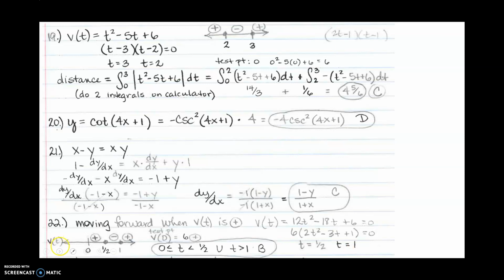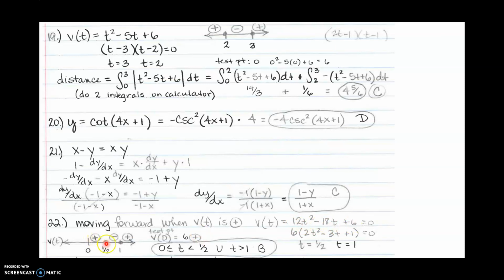Now I'm going to make a sign graph for my velocity. And so I'm going to plot my 1/2 and my 1, and I'm going to pick a test point, so I chose 0. And if I plug 0 into the velocity, I get a positive 6. So at 0, it's positive. So it's positive right here.